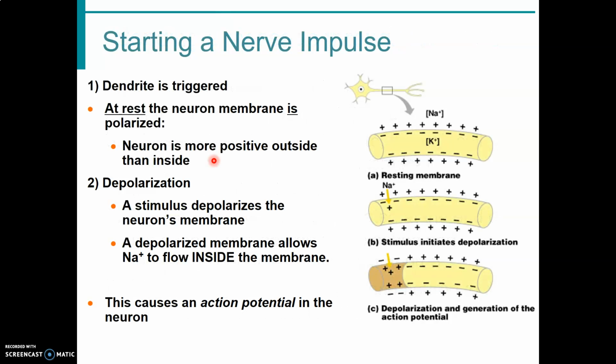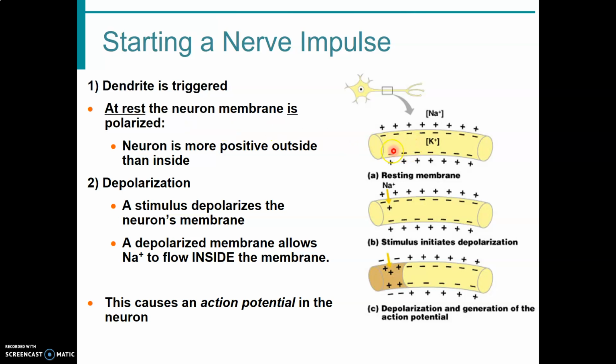And so here we can start to see more in detail. First, our dendrite is triggered. So here we are on our neuron. We have our cell body. Remember, the short ones are dendrites that accept that sensory input. The long one is our axon. It has axon terminals.